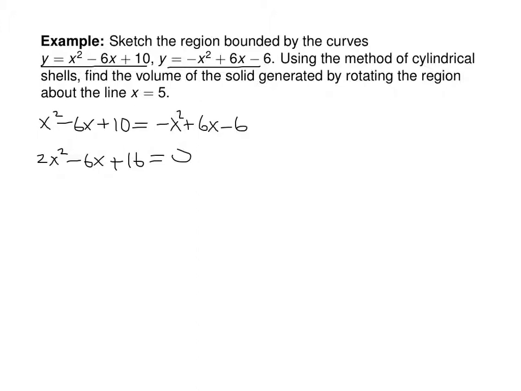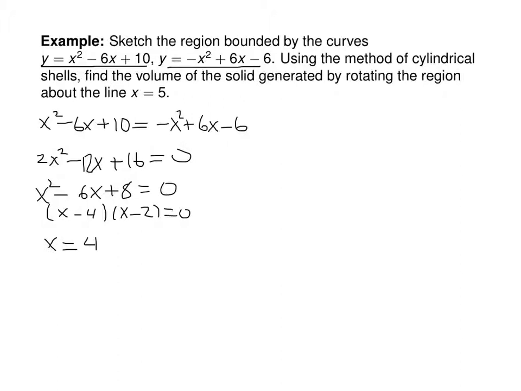Oh, not minus 6x, minus 12x. That was all of a sudden not going to factor. Divide by 2, we get x squared minus 6x plus 8 equals 0, which factors into x minus 4, x minus 2, and we get x equals 4 and 2.